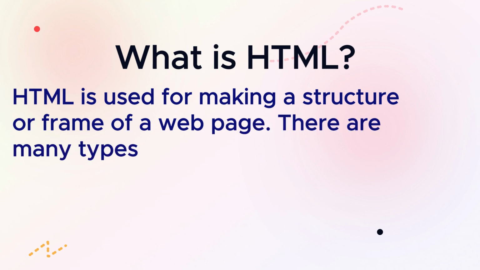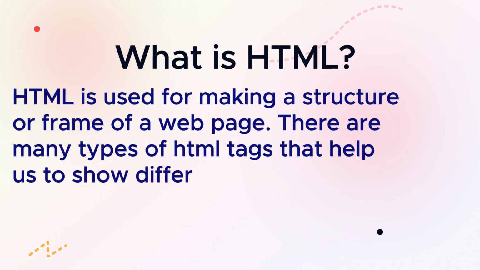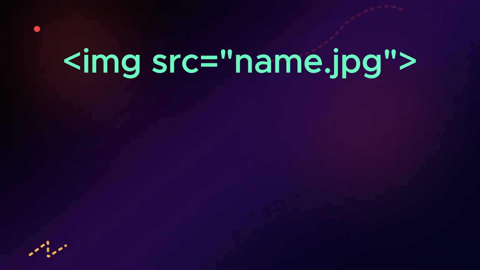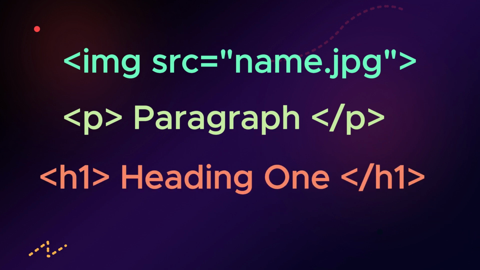There are many types of HTML tags that help us to show different particular elements, such as image tag is used to show image, p tag is used to show paragraph, h1 or heading 1 tag is used for heading 1.